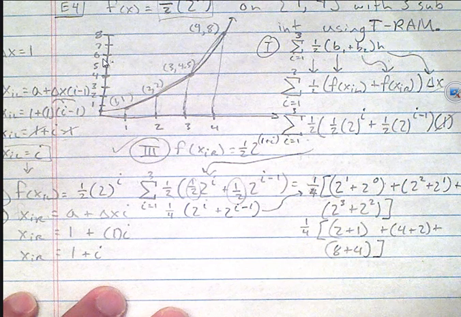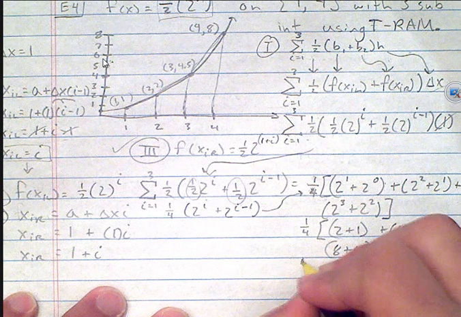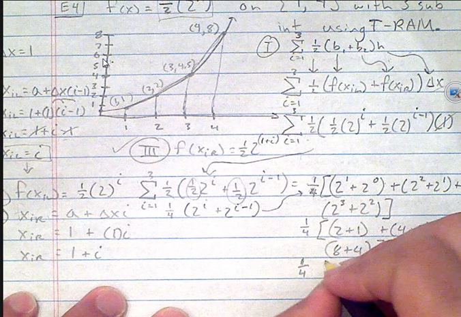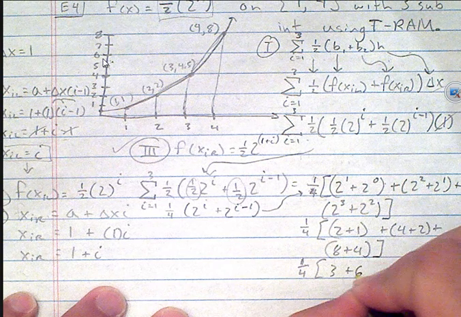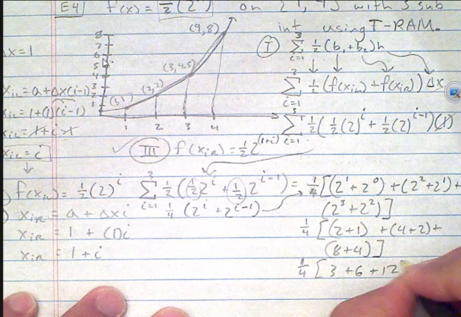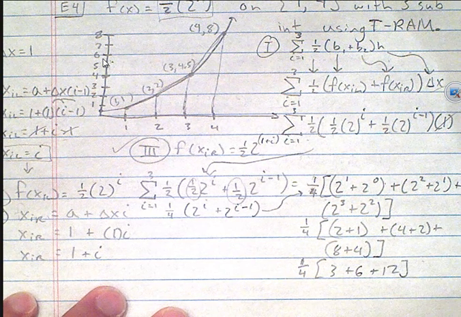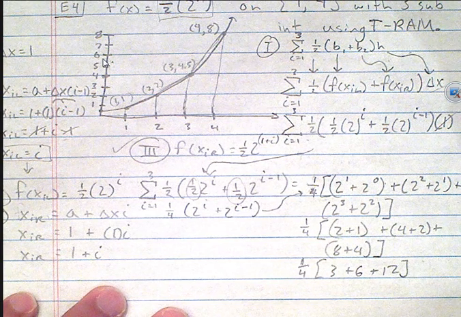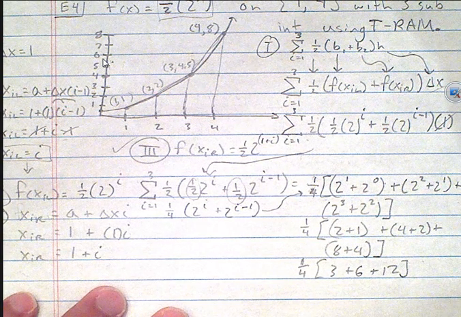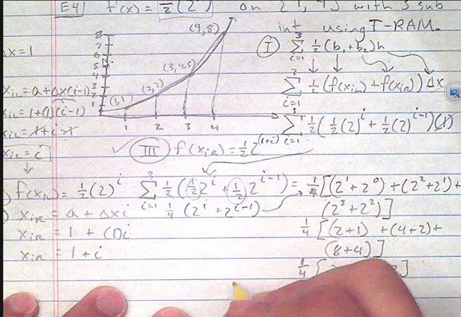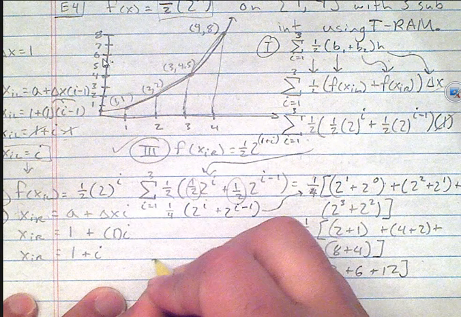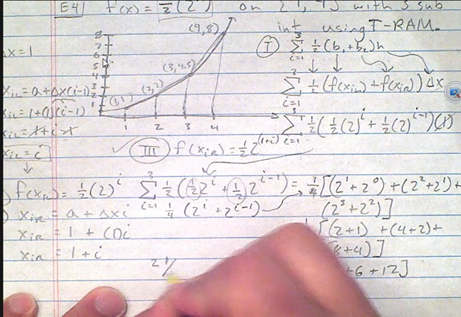Okay, so that's 1/4 times 3 plus 6 plus 12. Alright, so 1/4 times, 3 and 6 is 9, and 12 is 21. We'll call that 21 over 4 units squared.